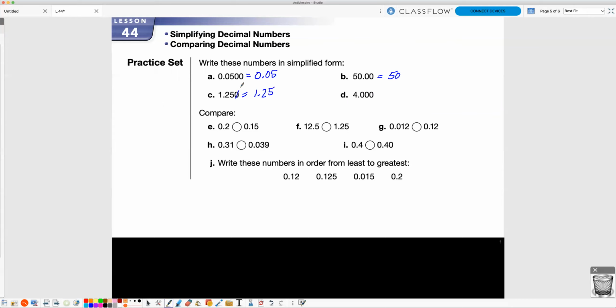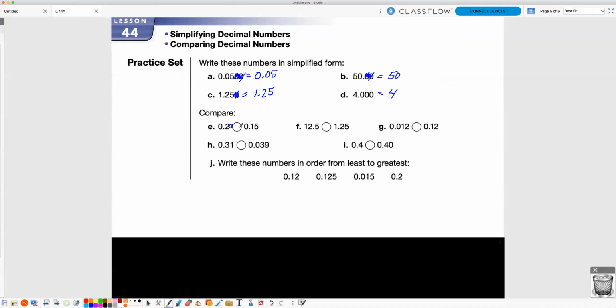If you didn't recognize already, we're just taking off these zeros, simplifying them. It's an equivalent value. It's the same exact value. So that's what they're talking about. Write these numbers in simplified form. You don't need those zeros, don't need these zeros, don't need this zero. It's the same. See that? So you're simplifying. So letter D, go. Should have been 4.